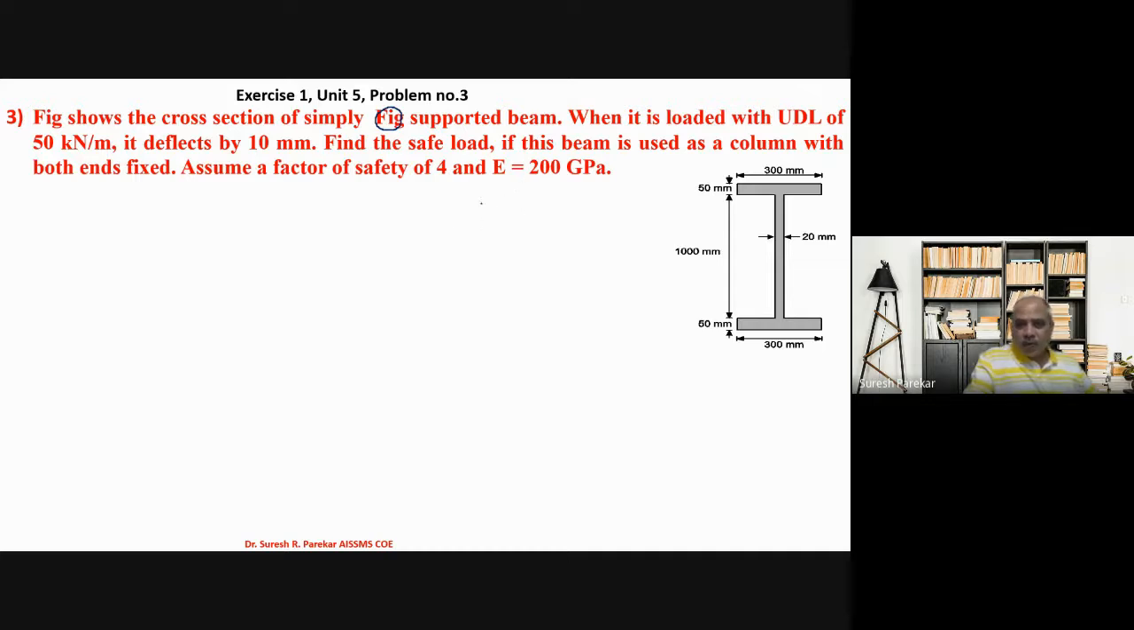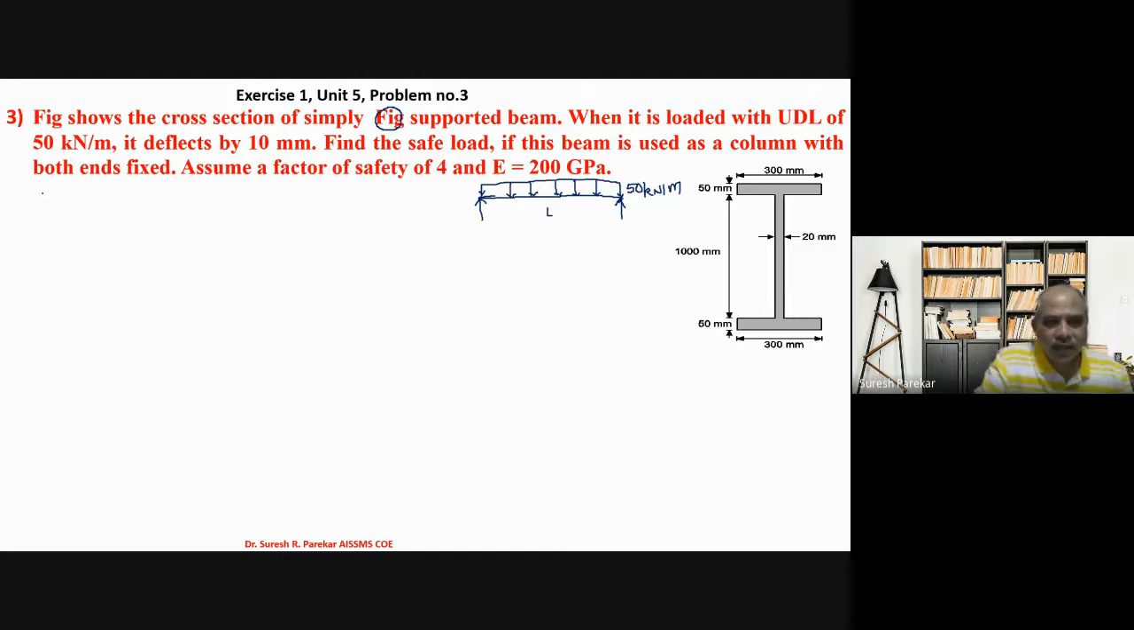So now first we have to find the span, because the span is not given. So we will write the given data first. We have given a beam with span L, and we have a UDL on this beam. That UDL is 50 kilonewton per meter. This is L.